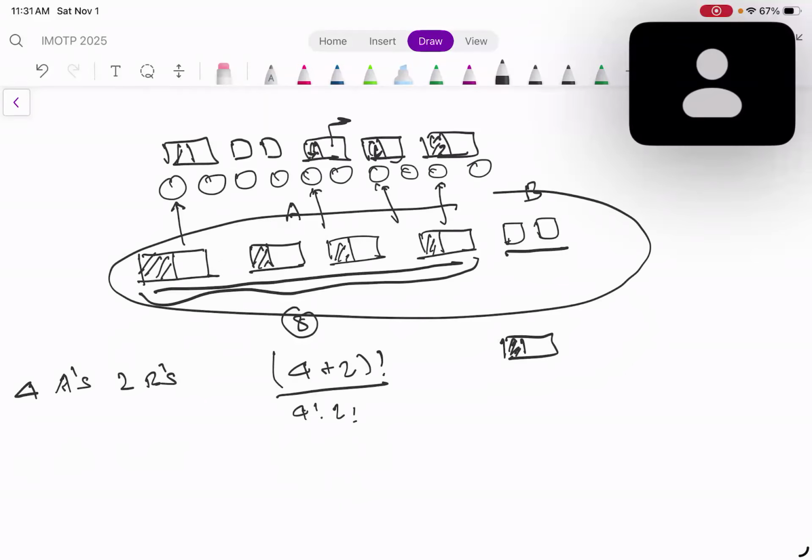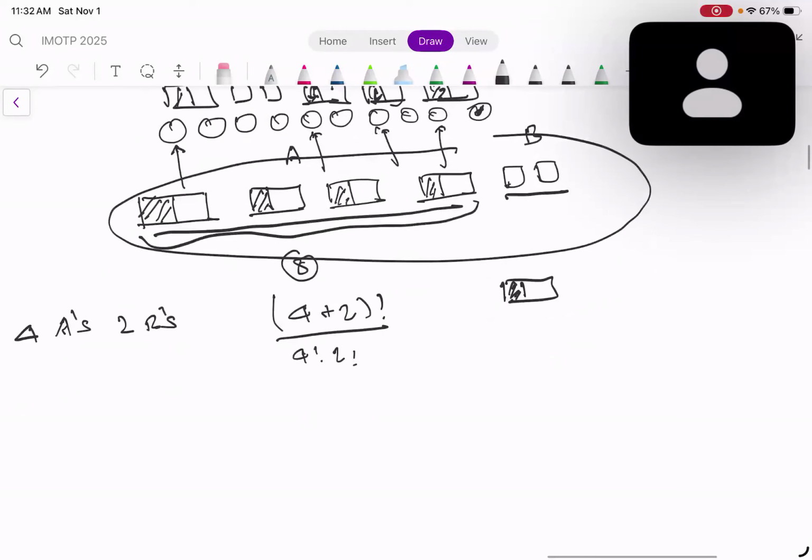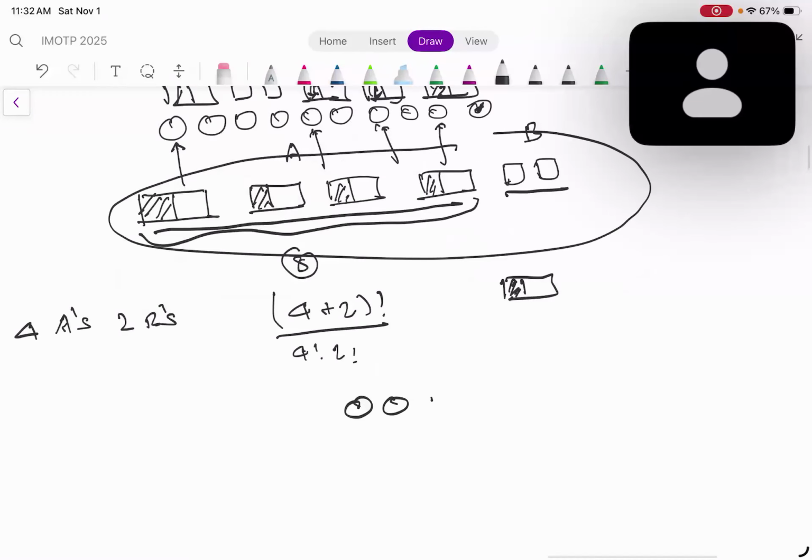Yes, sir. But what about the last slot? But what if we can't choose a book in the last slot? Exactly. That was the mistake I was making. So in this case, if I place it that way, this book will never be chosen. So what should I do to counter that, to include that also?